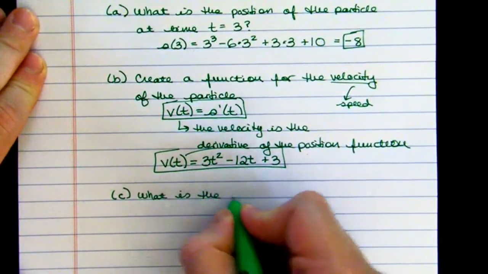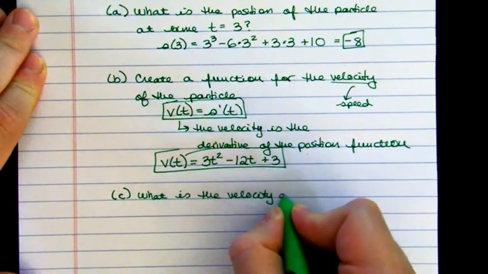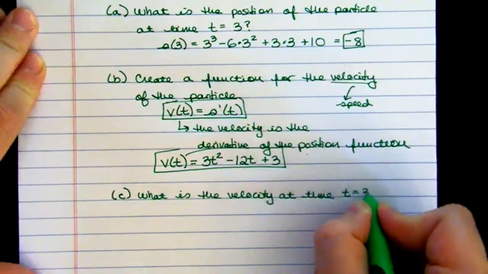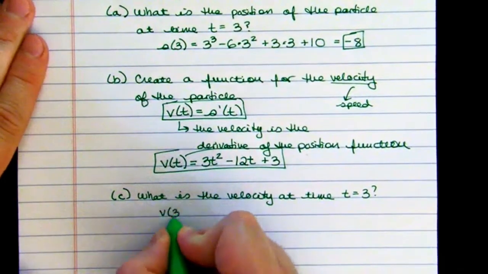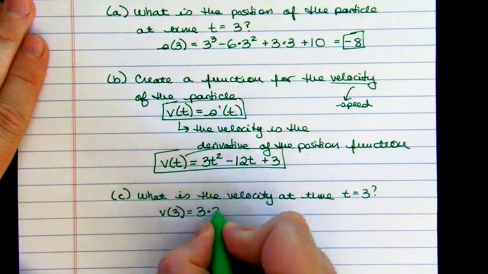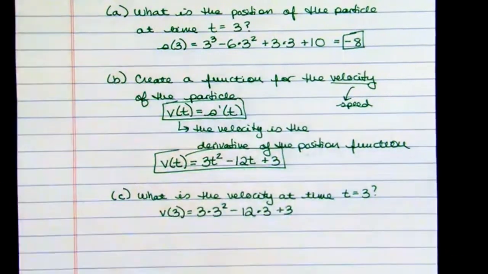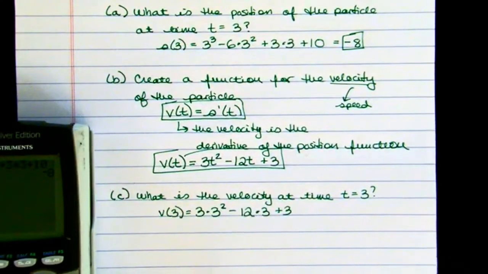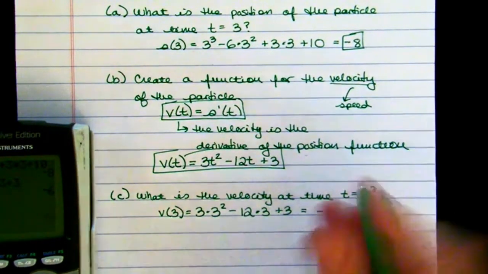What is the velocity at time t equals 3? Go find that. Velocity at time 3 is 3 times 3 squared minus 12 times 3 plus 3. I could do this, but I'm just going to go to the calculator. That's fine. 3 times 3 squared minus 12 times 3 plus 3. I'm getting negative 6 out of that.